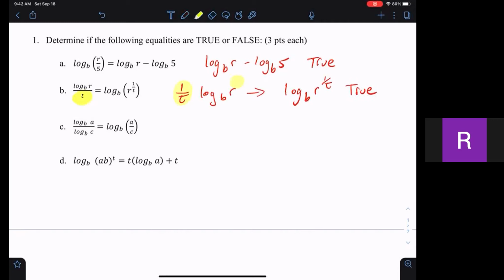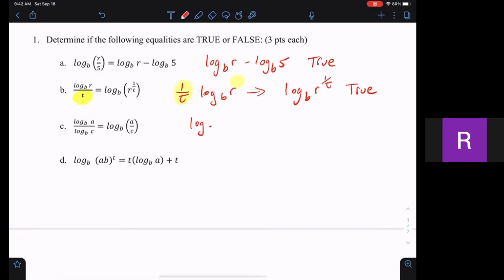What about this one? This is again the change of base formula. So we just need to do log base c of a. Remember I told you this is the denominator, I mean your base, I'm sorry. This is your base and this is your number. Let me put that in a different color. This in green is your base and the a is your number here. So this is not true, this is false, because we don't get the same.